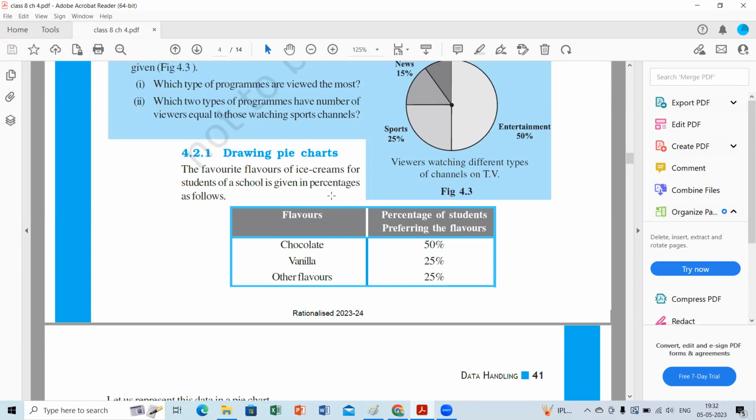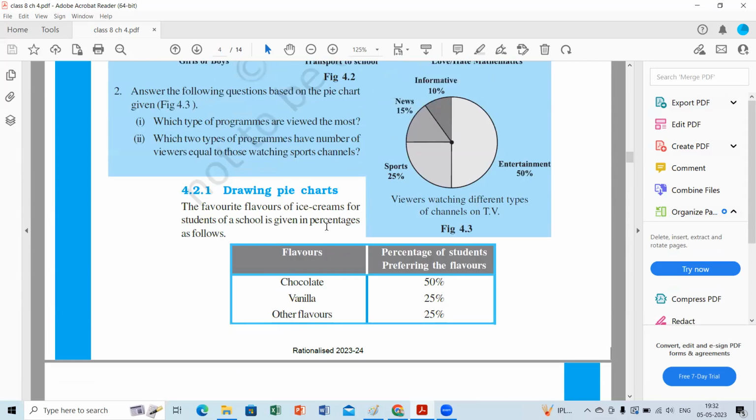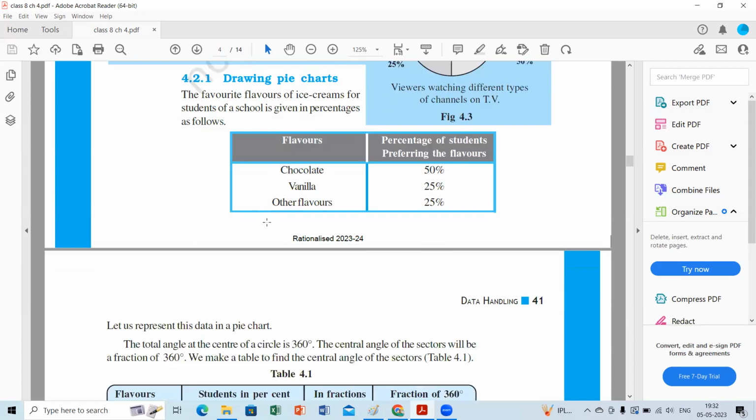So here, flavors of ice cream are given: chocolate, vanilla and other flavors. The percentage of students who prefer different flavors was given here. Chocolate 50%, vanilla 25% and other flavors 25%. Based on this, you need to construct a pie chart. You have to draw the pie chart.